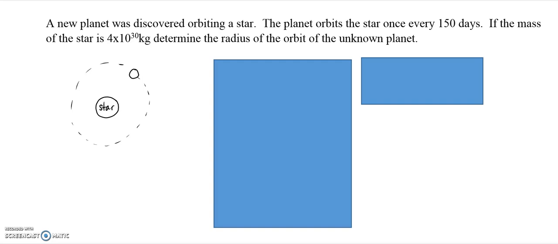All right, let's try some circular motion problems with outer space. We got a new planet that was just discovered orbiting a star. The planet orbits a star once every 150 days. If the mass of the star is 4 times 10 to the 30th kilograms, determine the radius of the orbit of the unknown planet. Can you figure out what the radius of the orbit of this unknown planet is? Give it your best shot and see what you can do.